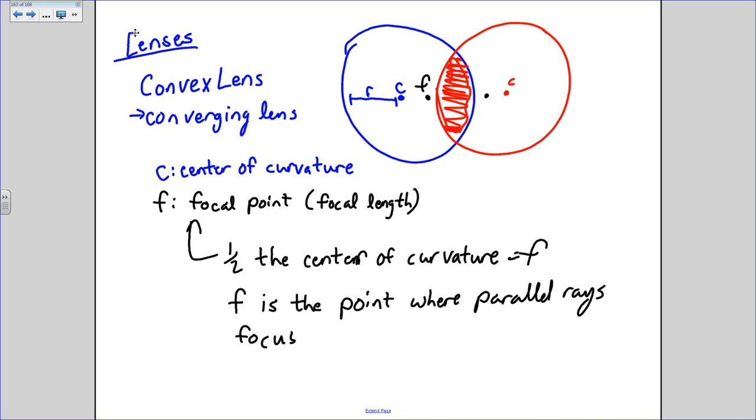So if I have a convex lens like this, and I have light rays that come into it that are parallel, they're going to focus at the focal point. And that's why it's called the focal point, because it's a point of focus. How do I get parallel rays? In the lab, I can generate parallel rays, just create them, have two rays of light that go parallel to one another. But what's another way that I can have parallel rays coming from a source of light?